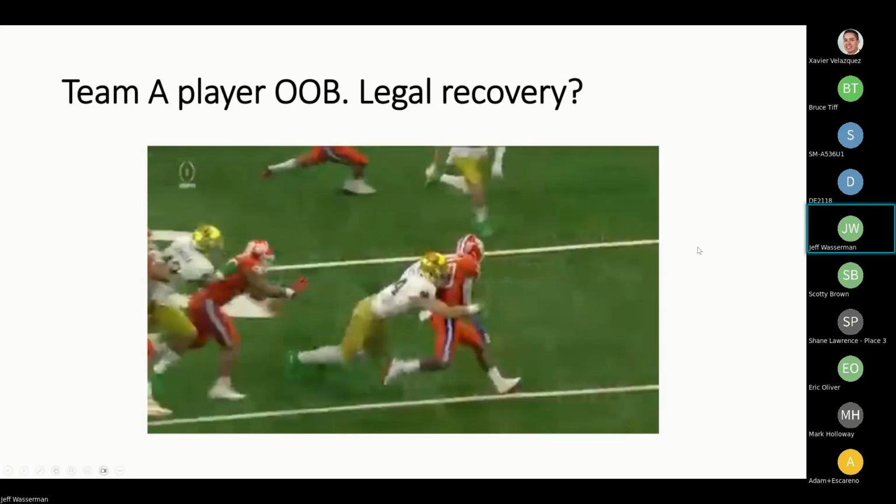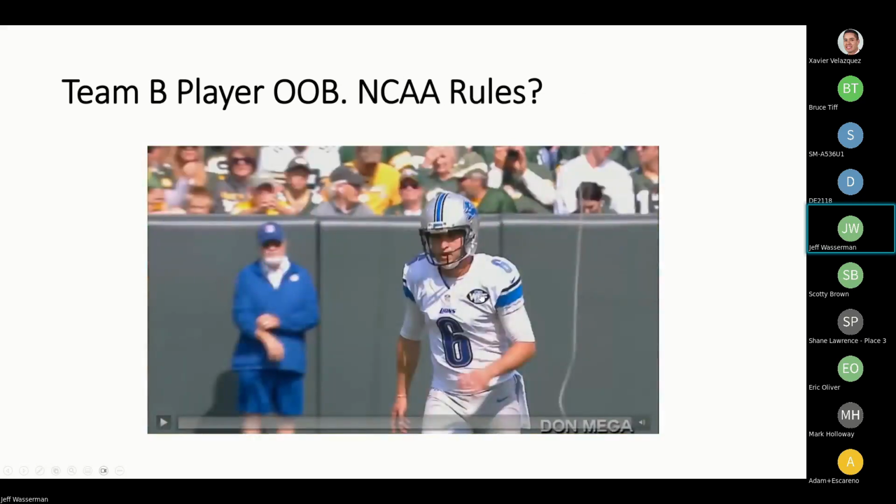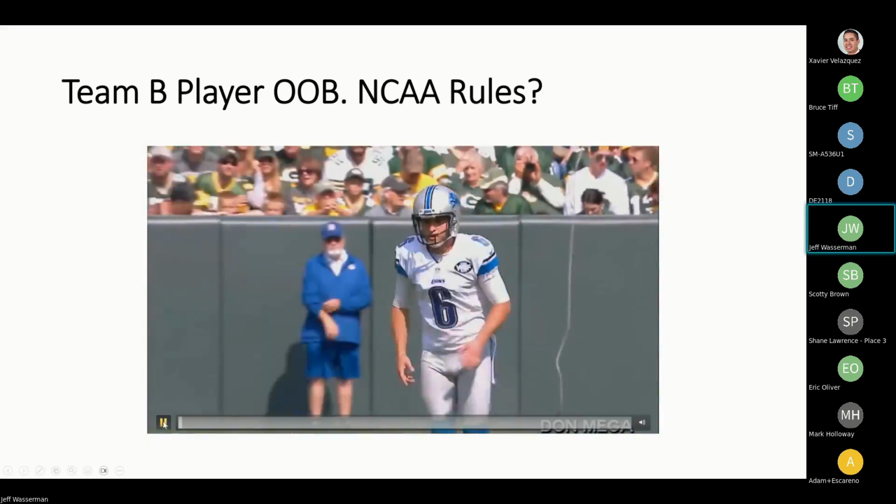All right, and now we're going to get an NFL play, which is kind of interesting to watch. Rules for us will be different, but let's take a look.